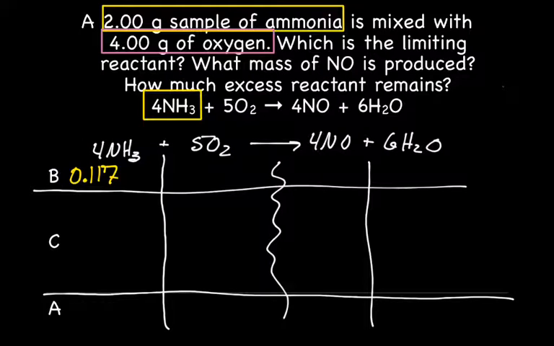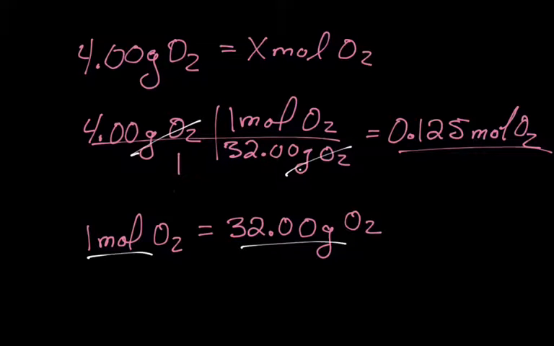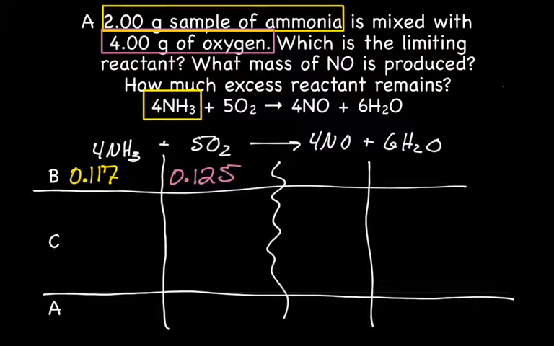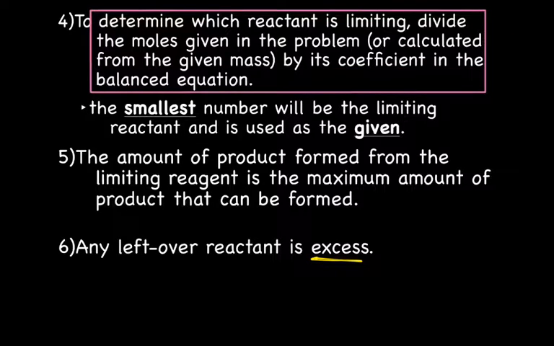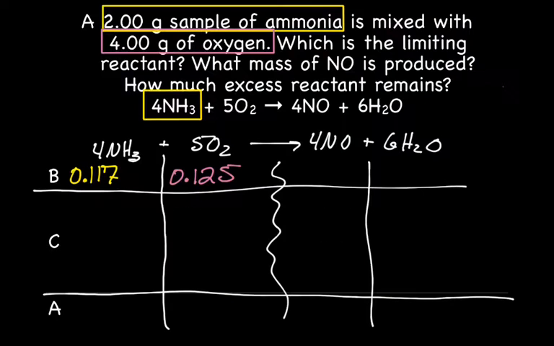Okay, let's put our starting moles in our BCA table. So we have 0.125. Did I get that right? Moles of O2. All right, so all of this so far we've done before, but now what we need to do is figure out which is limiting. And remember, to figure that out, we need to divide our moles by its coefficient.